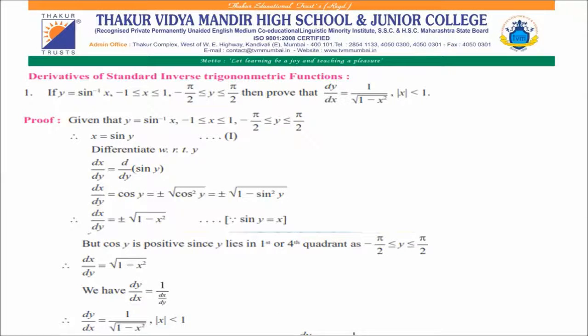Now see derivatives of some standard inverse trigonometric functions. Okay. You have to learn all the formulas, but sometimes proofs are also asked, so you can see all the proofs here. First is, if y equals sine inverse x, where x is from minus 1 to 1 and y is from minus pi by 2 to pi by 2, then prove that dy by dx equals 1 upon under root of 1 minus x square for mod x less than 1. Okay.